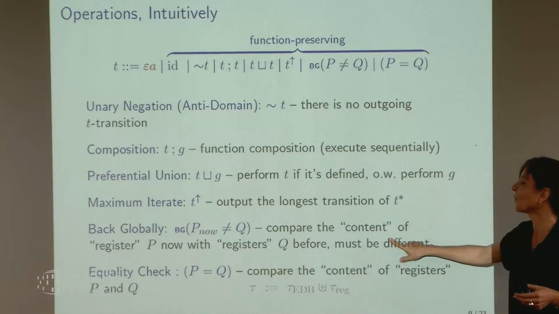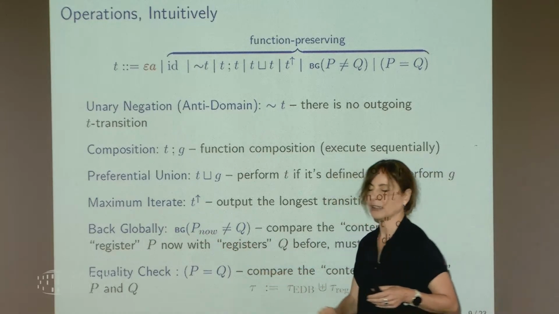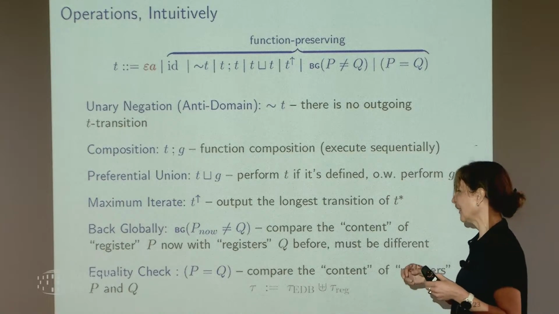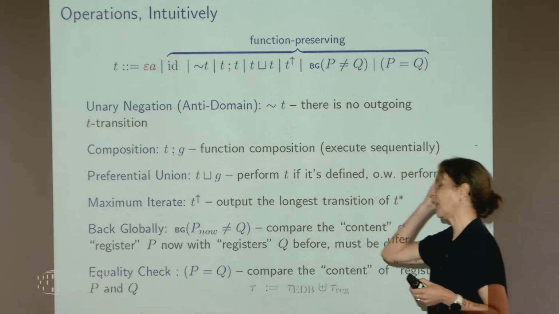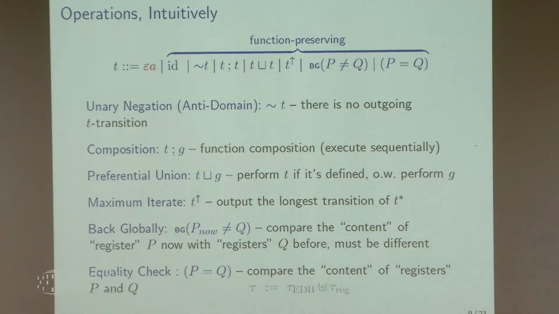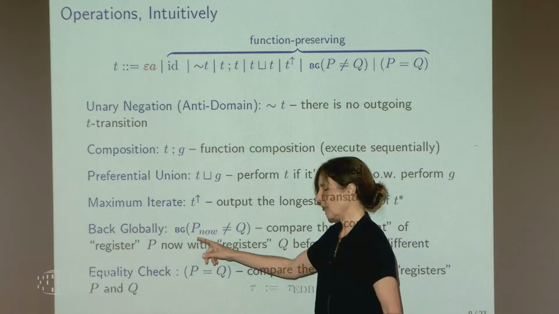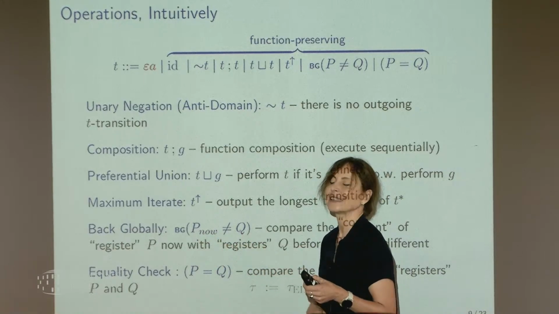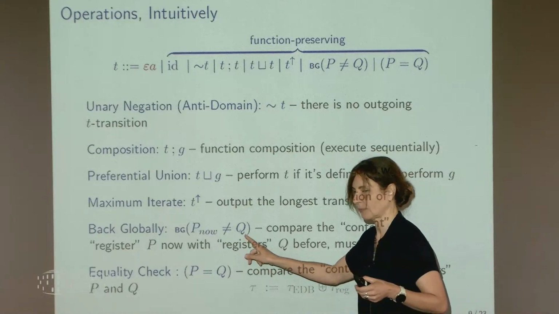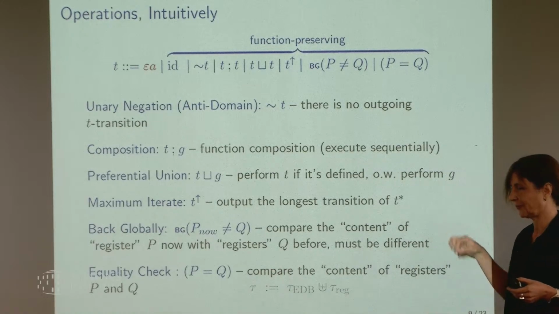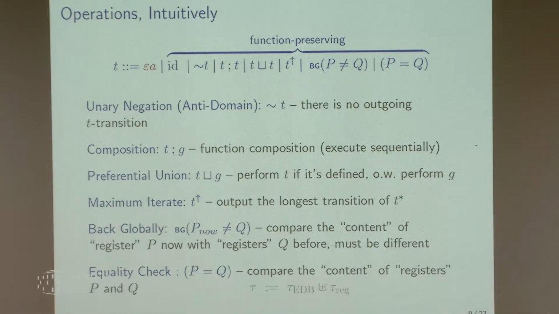Back globally, here we use the predicate symbols that are registers. In fact, we only access domain elements via comparison or when we perform atomic transitions. We never access them directly. Back globally, we check whether the content of the register P now is different from anything before in Q. Equality check simply compares the content of two registers now at the end of the string we are at.